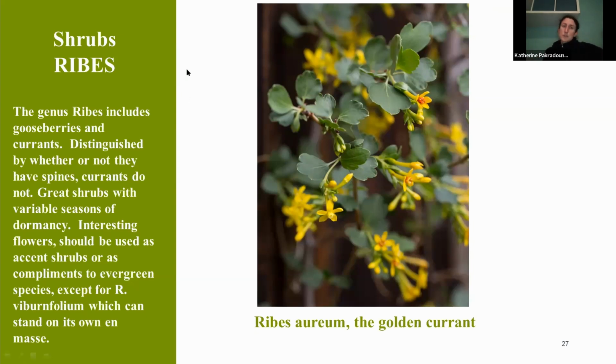So the next group of shrubs is Ribes. Ribes is the genus for the currants and the gooseberries. So currants can be differentiated from gooseberries because the gooseberries have the most wicked thorns on them, and the currants do not. This golden currant is the featured photo.